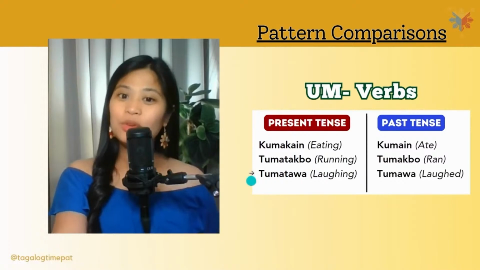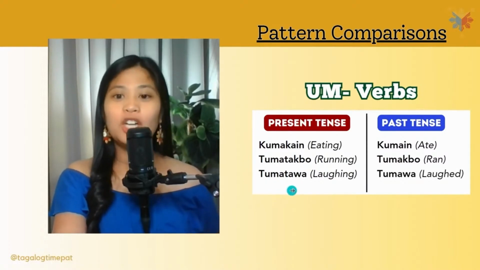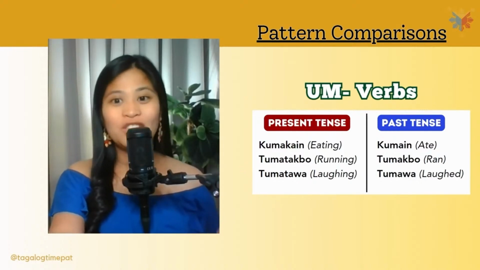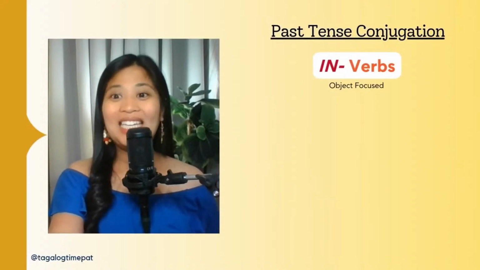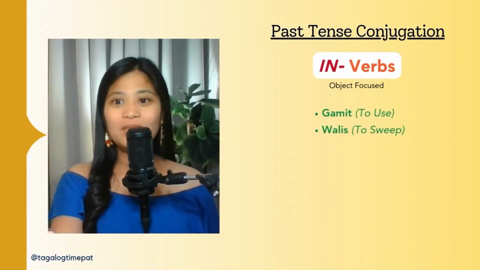Again, if you need to review the present tense conjugation patterns for verbs, be sure to watch lesson 3 because I go over all of that and there are practice questions as well. All right, so let's take a look at verbs. These are usually object focused, and here are some examples.